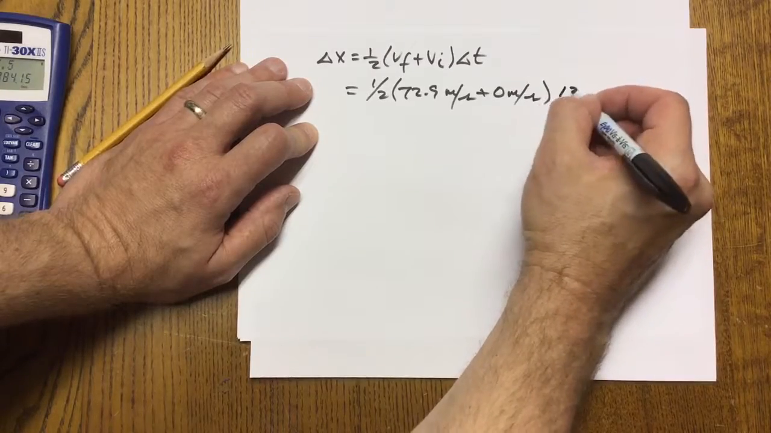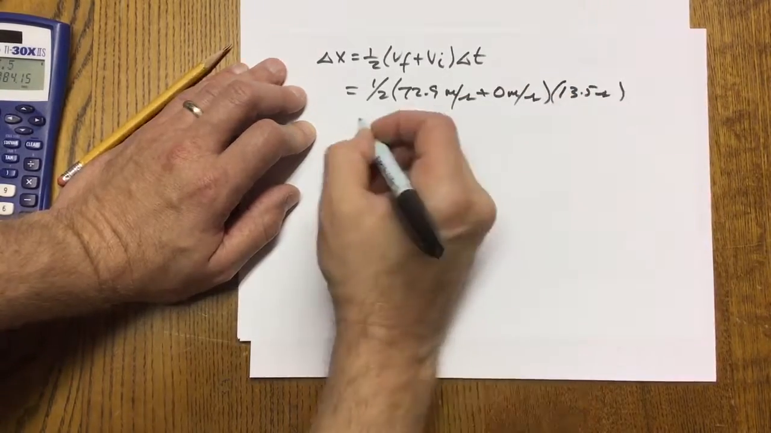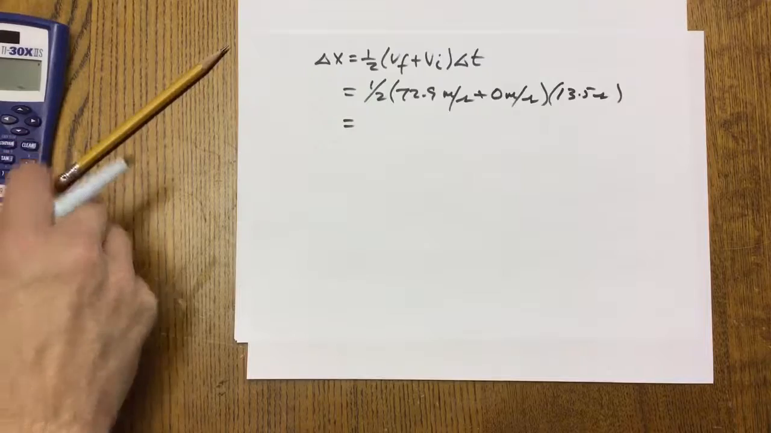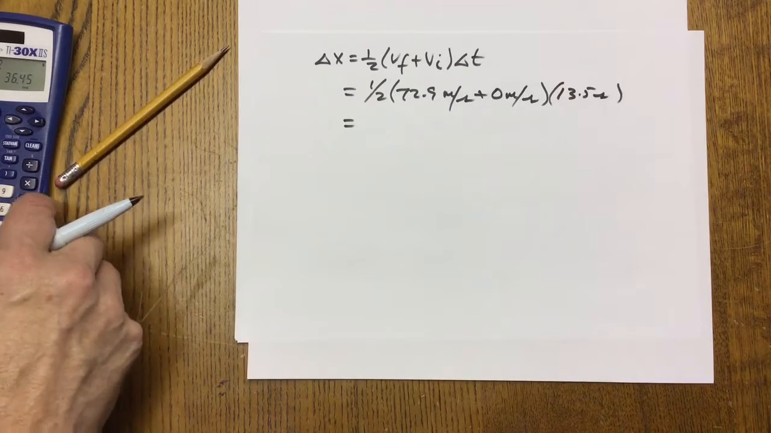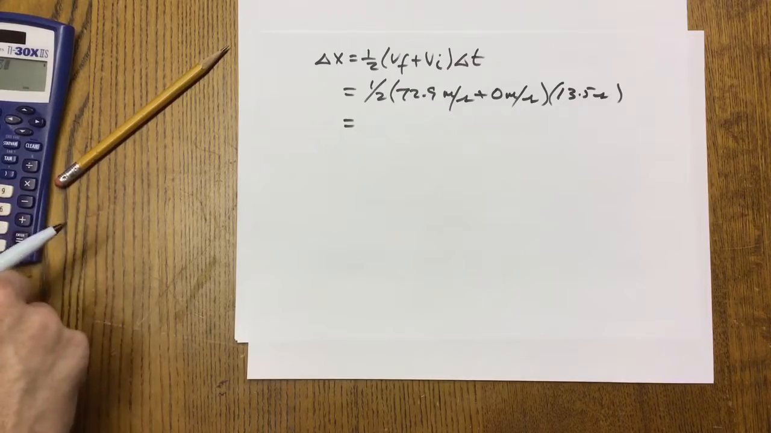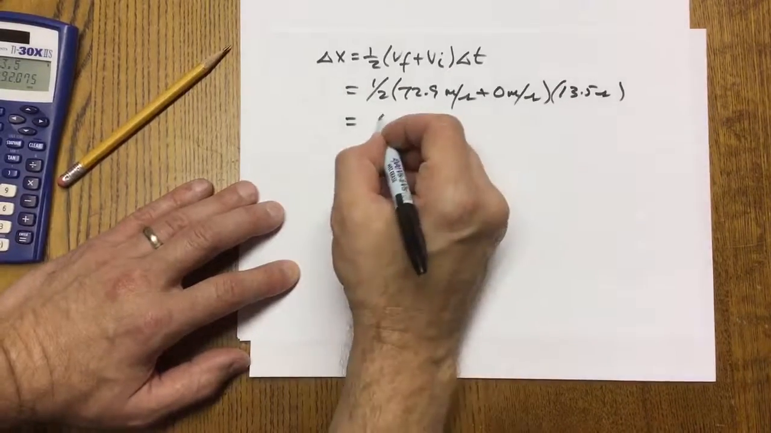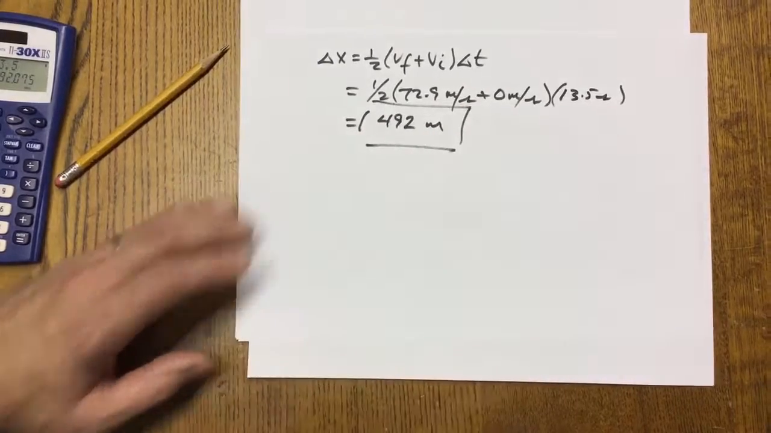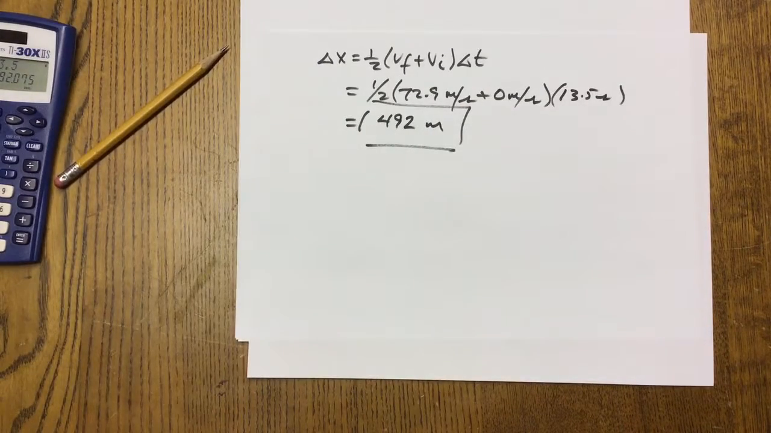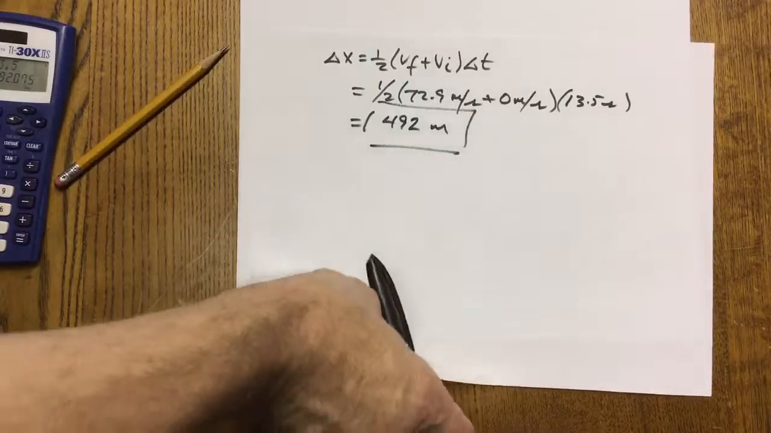Times 13.5 seconds. And you see we're using the average velocity now, aren't we? So half of 72.9, 36.45 times 13.5 is 492 and change meters. It's the same solution, right? Powerful, very powerful. Try another one.